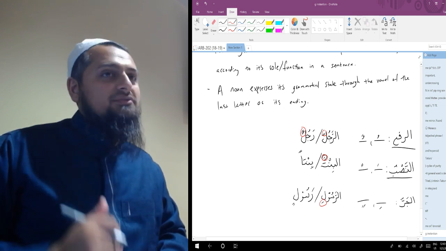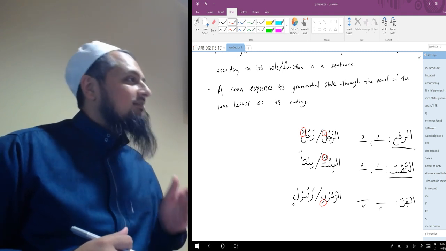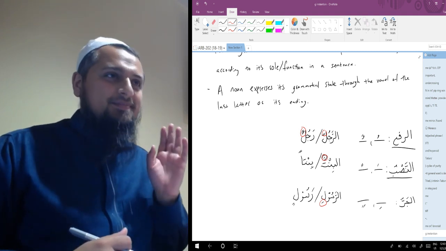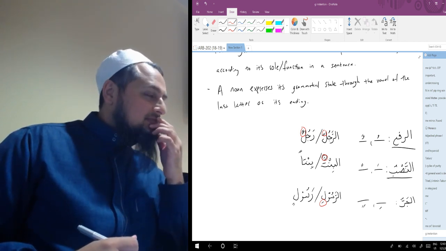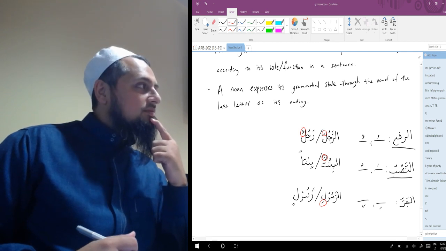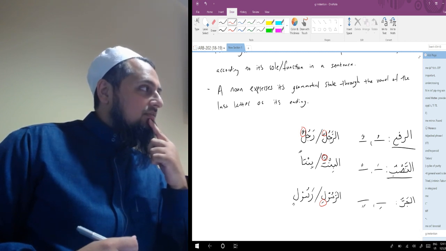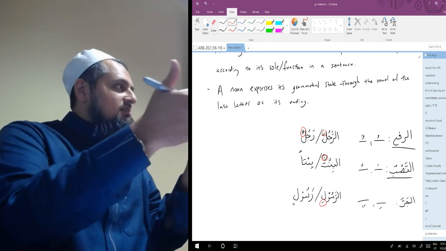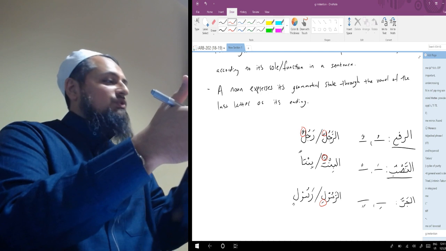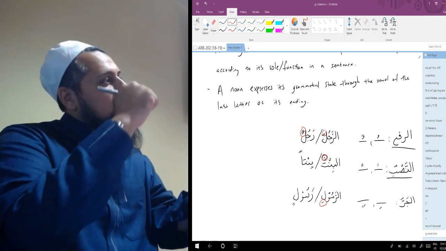So very simple, very straightforward. For rafa', dhamma. Nasab, fatha. Jar, kasra. Alright? So now, let's say we were learning that a noun comes after "of" and so on and so forth. Now we're just adding another qualification. So basically, we learned that the noun after a preposition is majroor, right? So now that I know that if there's a preposition, I know the noun after is going to get a kasra.